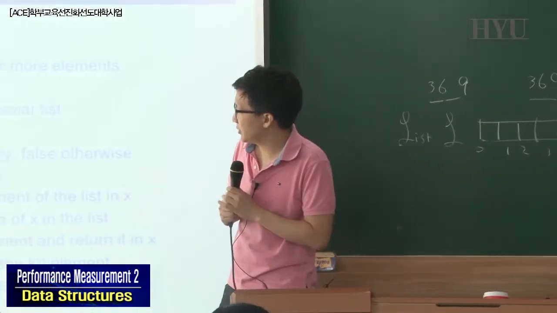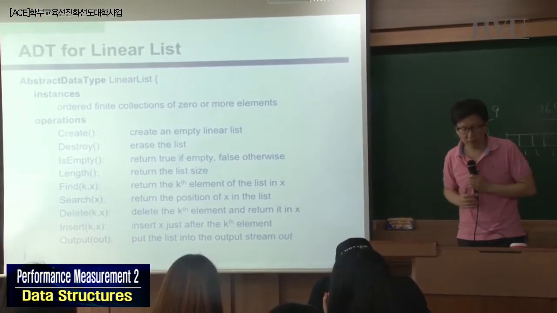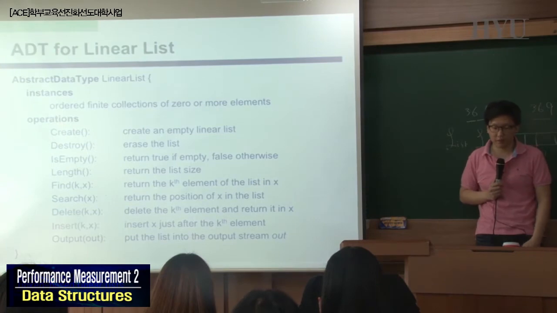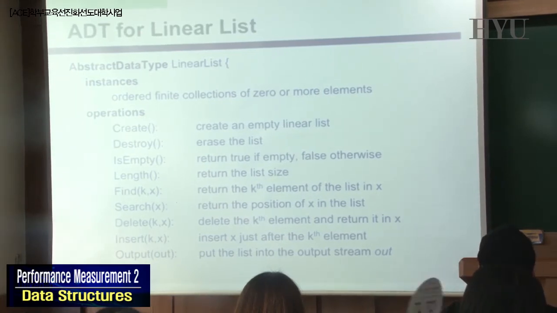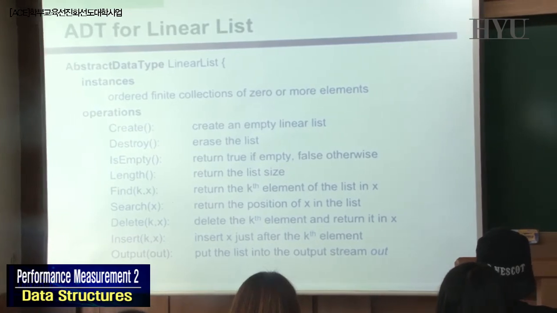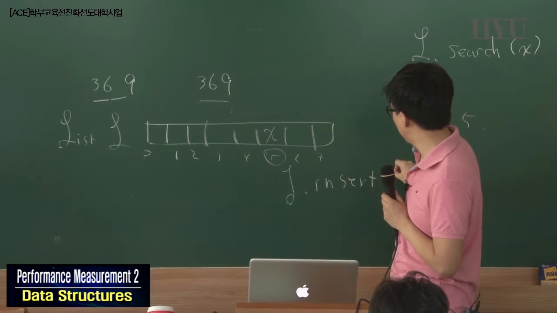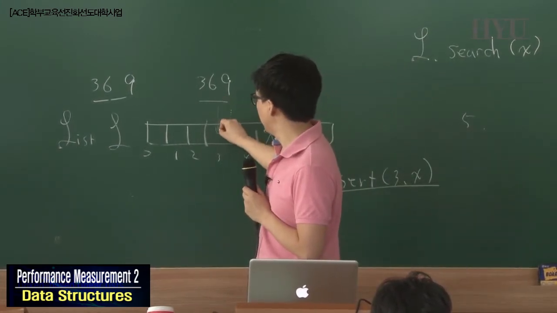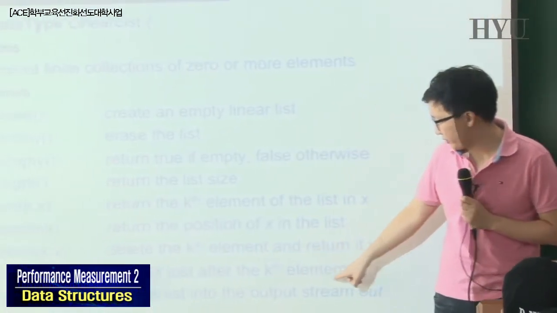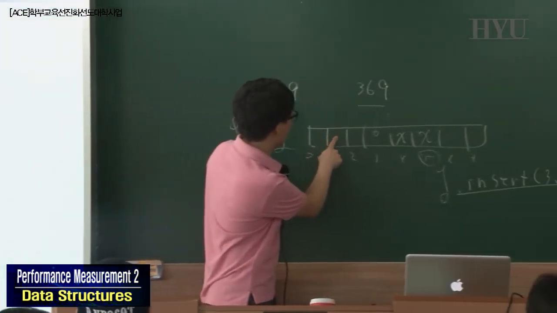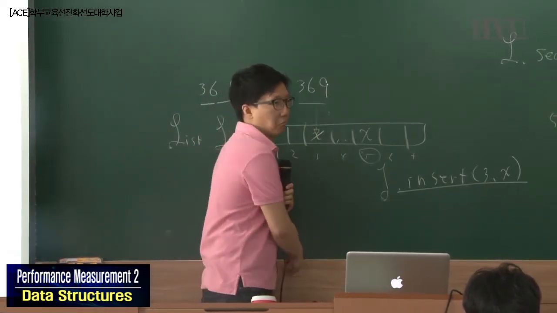Sometimes you'll be using some of the functions inside other functions, other operations. Delete the kth element. Insert X just after the kth element. Let's say k is 3: L dot insert, K as 3, X. Insert X after the kth element. The kth element is 1, 2, 3. Right next to the kth element, so it should be here. I'm sorry, it should be here. So we can take a look at it.